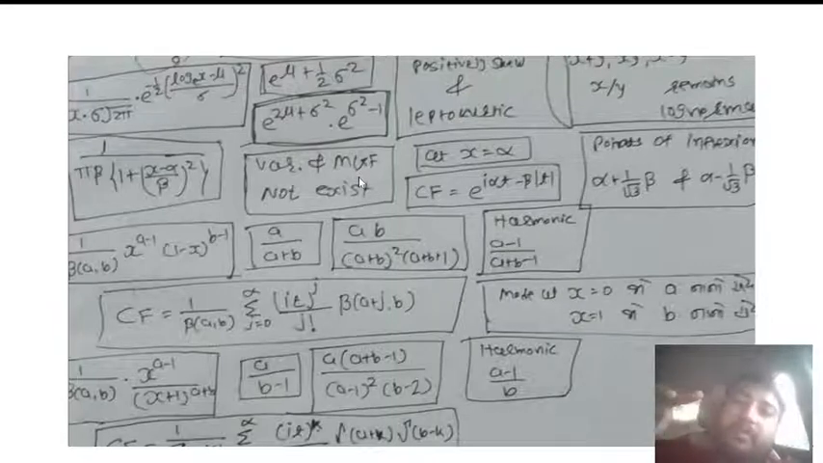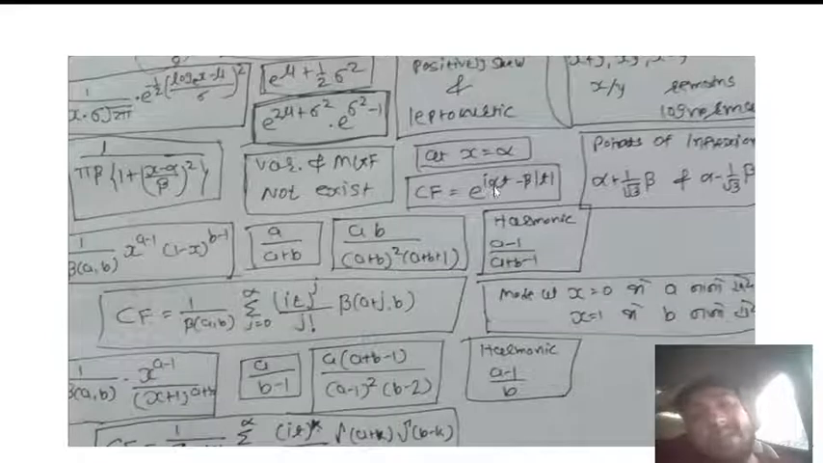But one thing I just want to remind you: every function which doesn't have a moment generating function at least has a characteristic function. So the characteristic function of the Cauchy distribution is e raised to i alpha t minus beta into mod t.